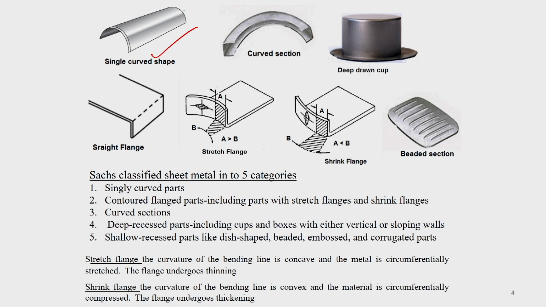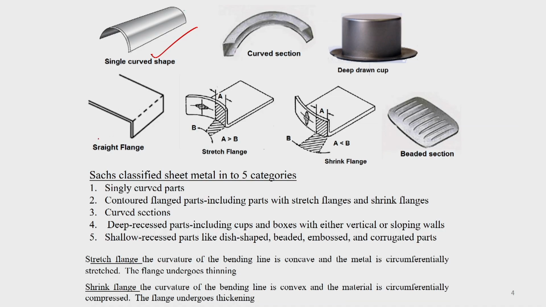Then contour flanged parts are parts you are going to get with, maybe the straight flange, there should be straight flange. You can have stretch flange, you can have shrink flange. That means, just by bending you are getting a flange part.